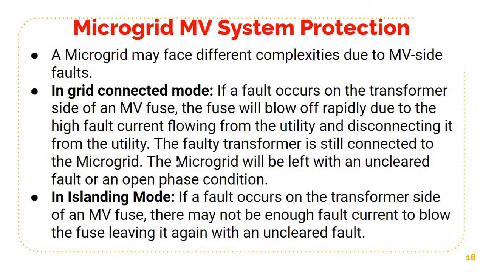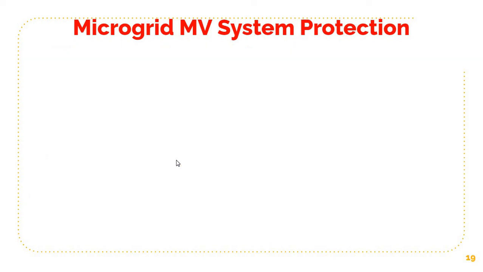If the microgrid is in the islanding mode and a fault occurs on the transformer side of the MV fuse, because it is already islanded, and I already told you, when it is islanded, the fault currents are only 5 times the full load current. So if a fault occurs on the MV side, there may not be enough fault current to blow off the fuse, leaving it again an uncleared fault. So these are major problems either in grid connected mode or in islanding mode.